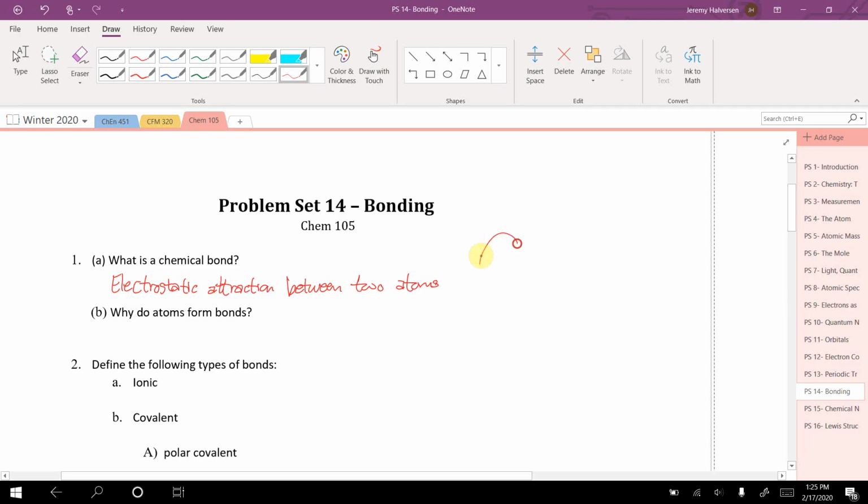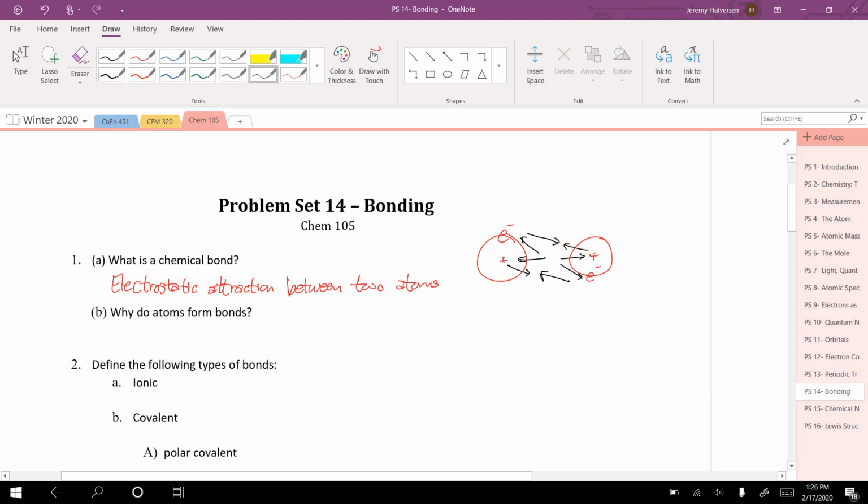So for example, if I have this atom, it's got a positive and a negative, and this atom's got a positive and a negative, what do I end up having? Well, I have these two nuclei pushing off from each other. The electrons are pushing away from each other. But this electron is being attracted to that proton, and this electron is being attracted to that proton.